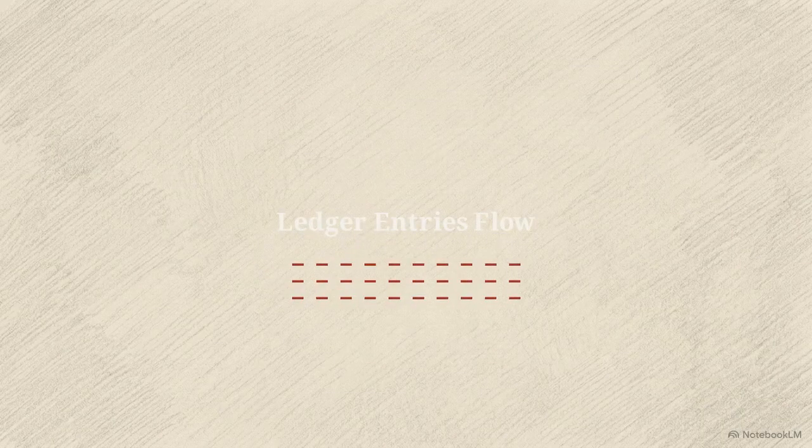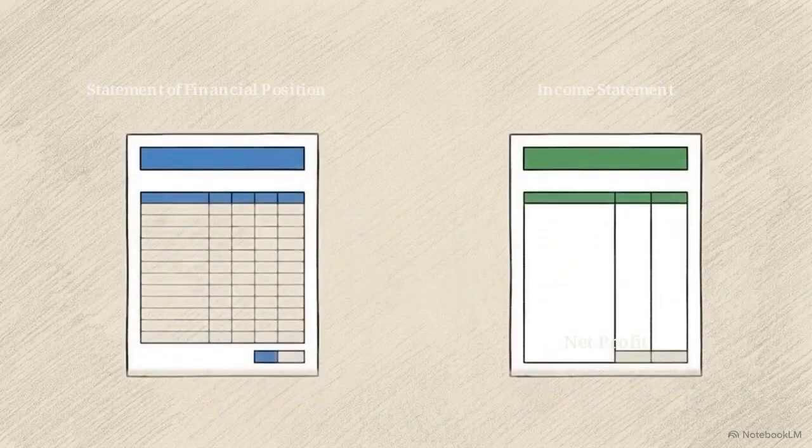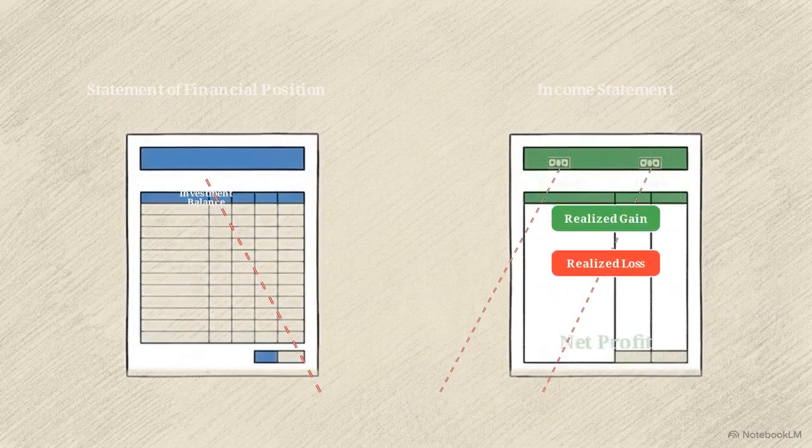These ledger entries flow into macro-level reporting. Here is a statement of financial position and an income statement. A glowing pathway maps the investment balance as an asset. Secondary pathways route the periodic yields directly into the income statement's revenue. Any realized gain or loss calculated during disposal also flows directly into the income statement, impacting the company's net profit for the year.